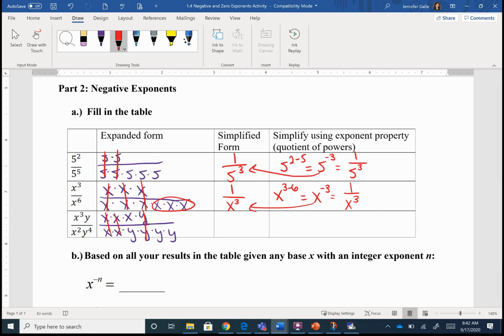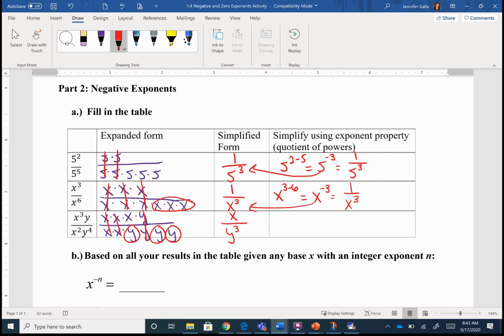So now I just have to look at what's left. What do I have left on the top? What's left on the top? I just have this 1 x. Yep, there's just 1 x. What do I have left on the bottom, guys? How many y's? 3 y's, yeah. 1, 2, 3. We've got 3 y's left on the bottom.